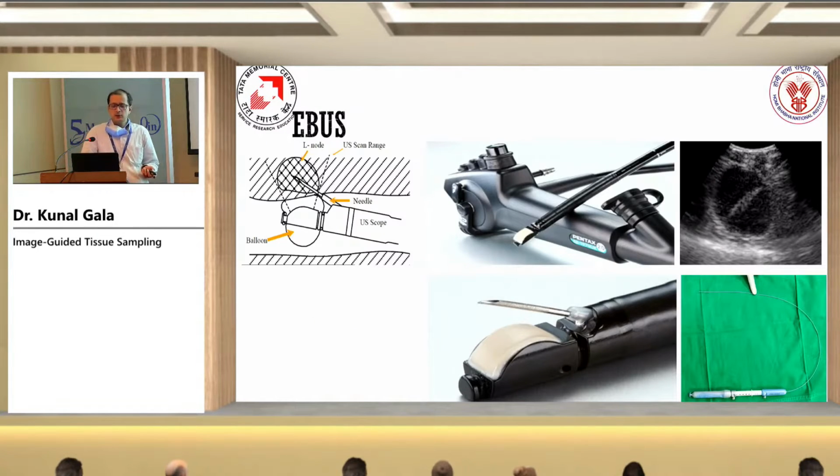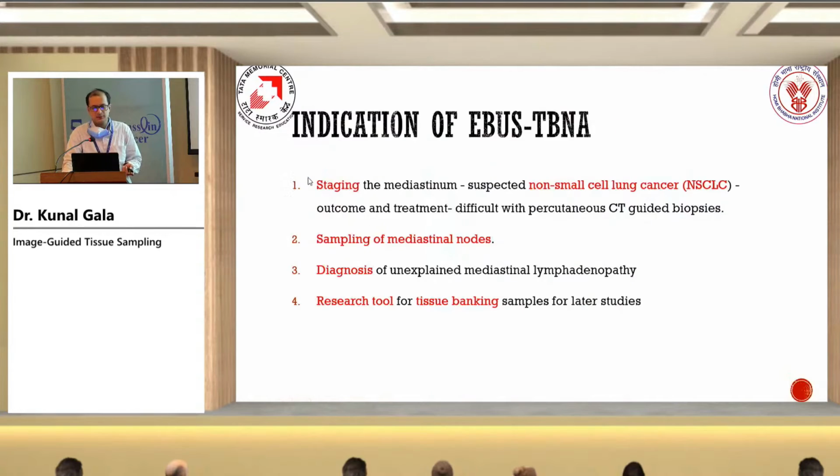So another thing which comes for tissue sampling is endobronchial ultrasound. This is the technique where the scope is inserted via the trachea into the tracheobronchial tree, and it is done for the lymph nodes around the mediastinum and for the primary mass. So this is how the scope looks, and this is how the needle enters, and the biopsy or FNAC is taken from the representative area.